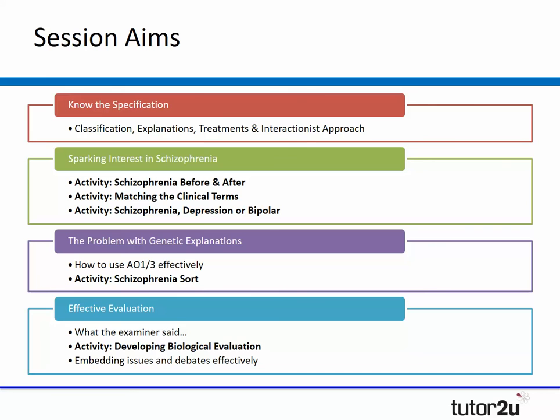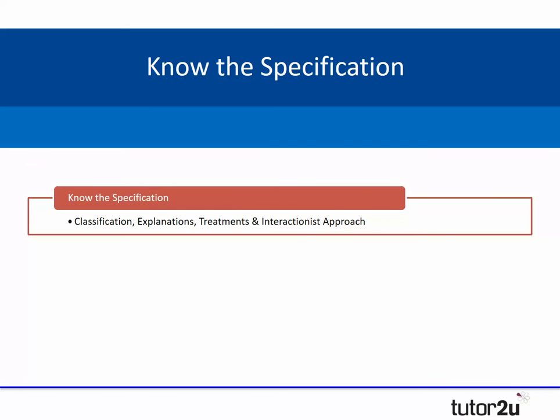And then last but not least, and really important, we're going to look at effective evaluation and historically the problems there's been with evaluation when it comes to schizophrenia, and again an activity designed to help with your student evaluation. So let's make a start.